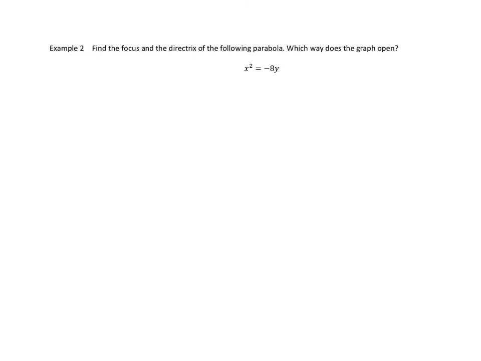So same idea for example 2. I want to find the focus and directrix of this parabola. Now this time I see it's a y equaling an x squared. So if I'm thinking about what the graph looks like, I know it's going to either open upwards or downward. So I'm thinking the graph is something like 4 times p times y is equal to x squared.